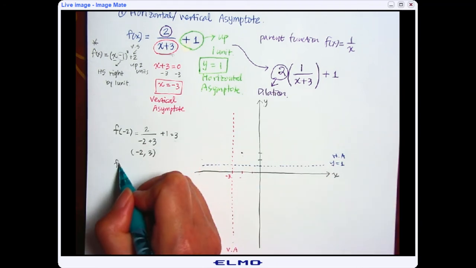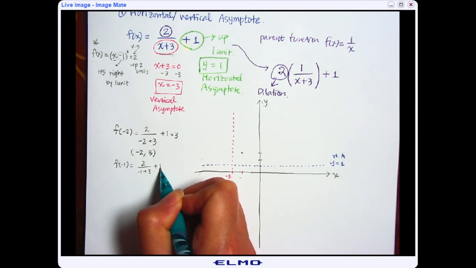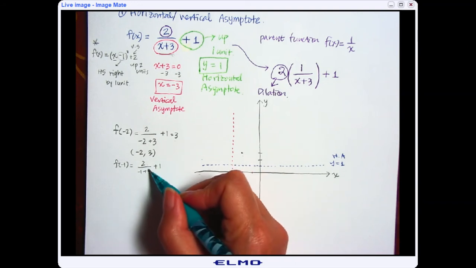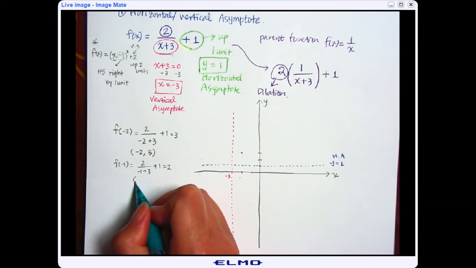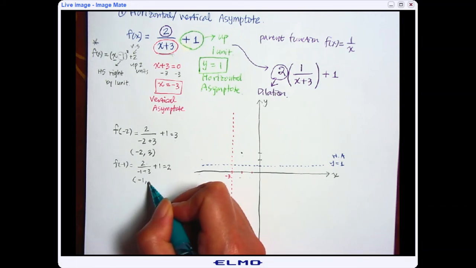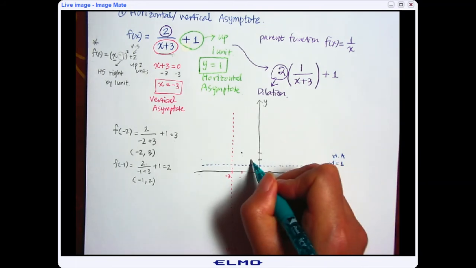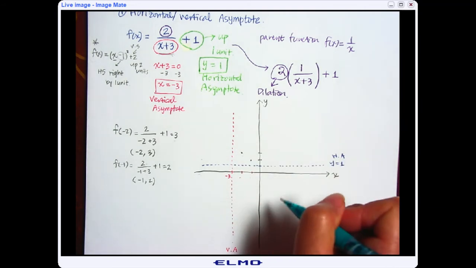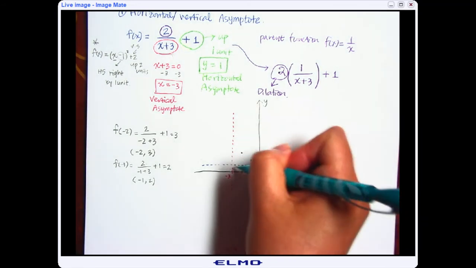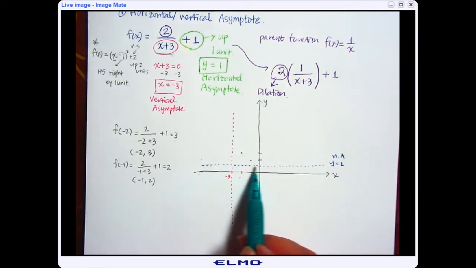Then let's calculate. F of -1 is 2 over -1 plus 3, plus 1. 2 over, this will be 2. So 2 over 2 is 1. 1 plus 1 is 2. So then now I know for sure -1 as the x coordinate will get you 2 as the y coordinate, -1 and 2, right here. Then now we can expect we have a curve in this section bounded by -3, bounded by 1.